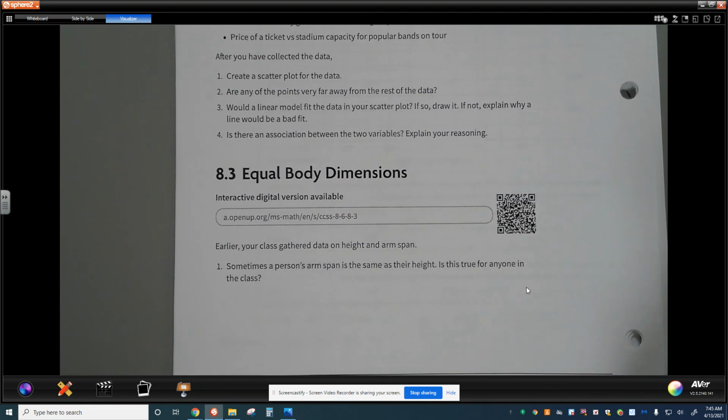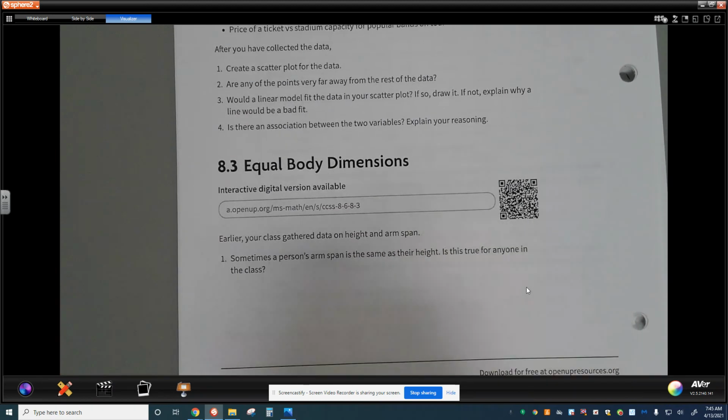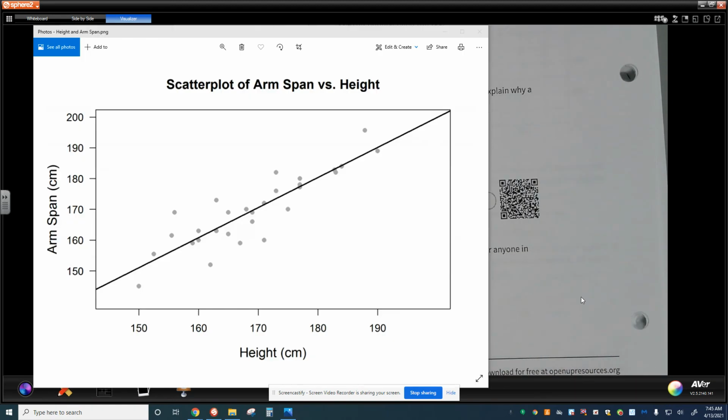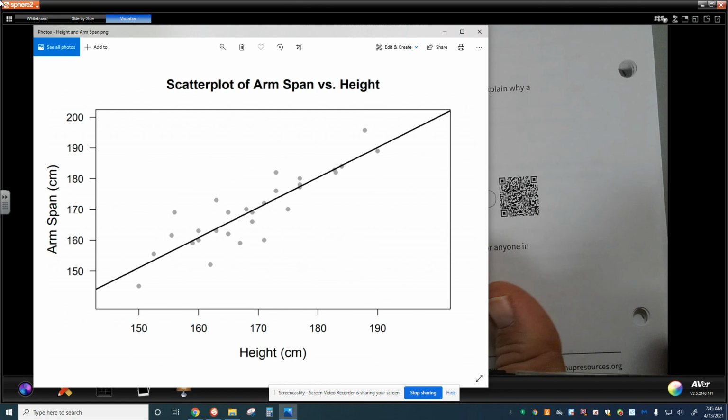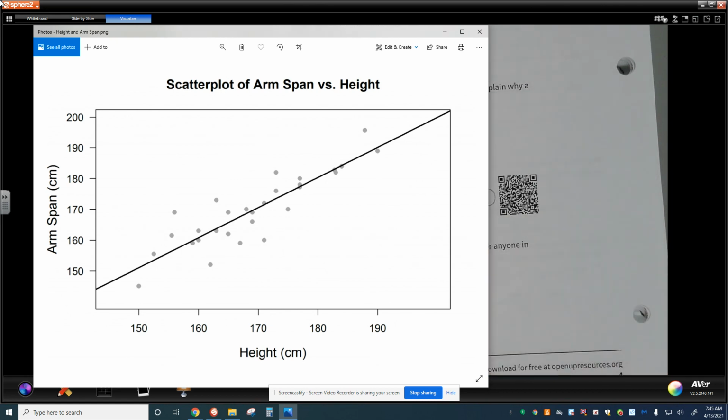It says an earlier class gathered data on our height and arm span. Well, given our situation, we did not. So sometimes a person's arm span is the same as their height. Is this true for anyone in the class? What I did for this is I actually found another graph of data that I've used in the past. And here's that data for arm span and height. This is working off people that are 150 centimeters high. Arm span, this is for your age students, for middle school age students. And this is real data that's approximately there in centimeters though. So the question is, is this true for anyone in the class?